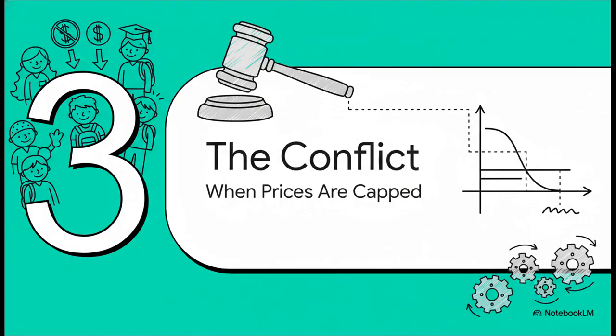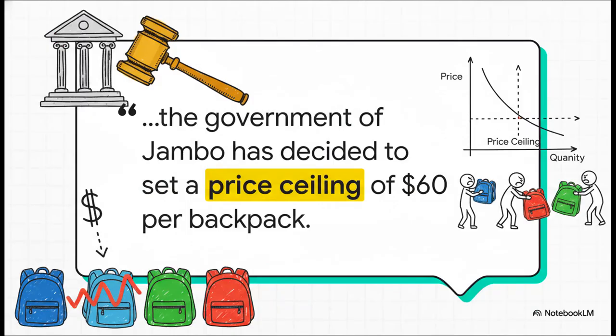But what happens when the government looks at that $90 price tag and says, you know what, that's too expensive for students? This is where our perfect market starts to get really interesting. So the government steps in and imposes a price ceiling of $60. What this means is that no one is legally allowed to sell a backpack for a penny more than that. The intention here is good, right? Make them more affordable. But this one simple rule is about to cause some major unintended problems.